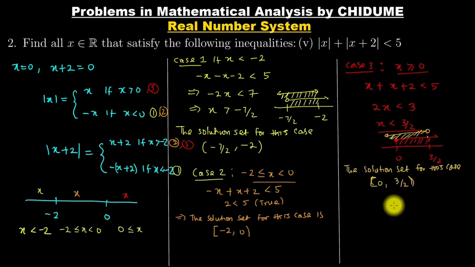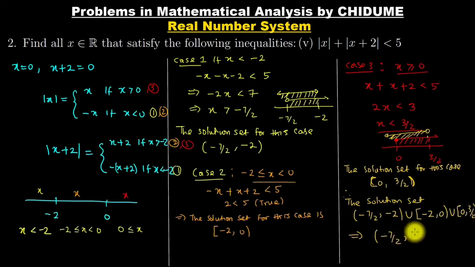Okay, so if I now take the union of case 1, case 2, case 3, the solution set for the inequality would now be the union of case 1. So what's my case 1? My case 1 is negative 7 over 2 comma negative 2, union negative 2 comma 0, union, closed at this end, 0 comma 3 over 2. So meaning that the solution set is just going to be negative 7 over 2 comma 3 over 2. So this is our final answer.